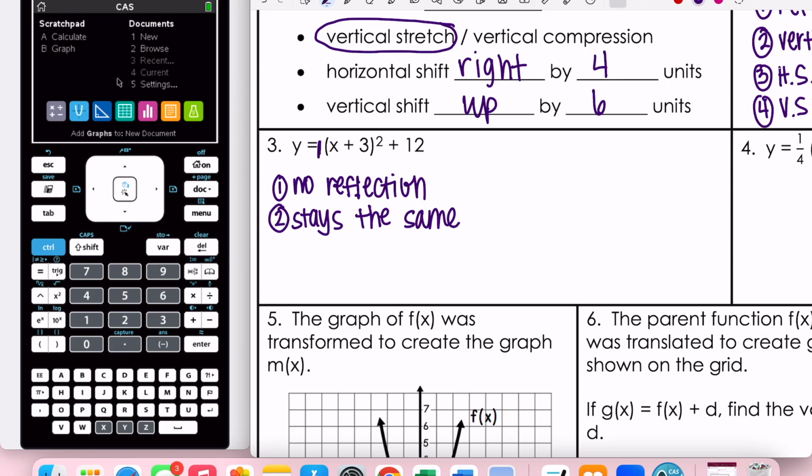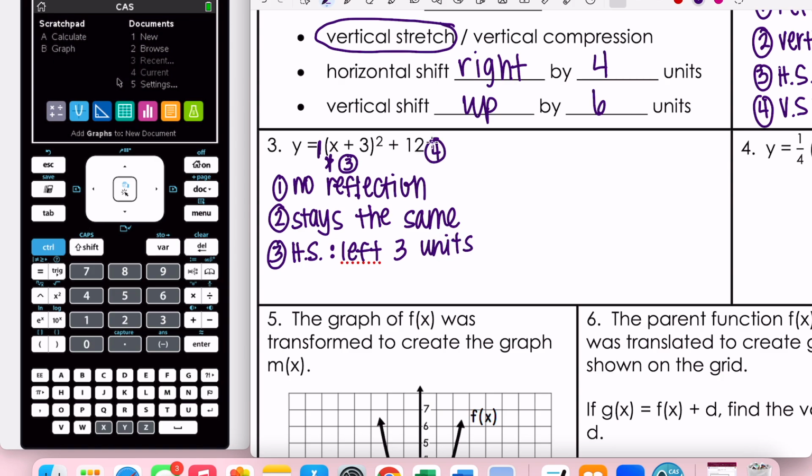The third place we want to check for is inside of the parentheses. So again, remember, this is our horizontal shift. And remember, we want to think the opposite here. Here I see that I am adding 3. My brain wants me to think I should be going right 3, but I'm going the opposite. I'm going to go left 3 units.